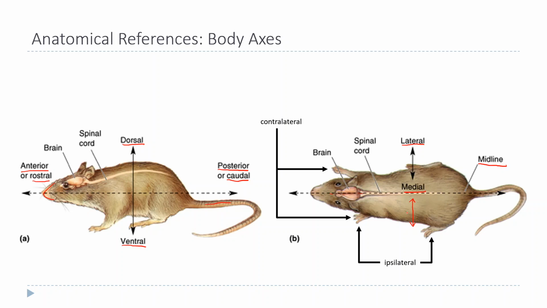Another pair of terms that come up, especially when you're referencing two different body parts or parts of the same organ: if you're referring to two things that are on opposite sides of that midline, we say they are contralateral. So the left front paw is contralateral to the right front paw. Meanwhile, if you want to reference two things that are on the same side of the body, we say they are ipsilateral. So the left front foot is ipsilateral to the left hind foot. Again, those are just common anatomical axes to help us keep track of where we are in the body and in the brain.